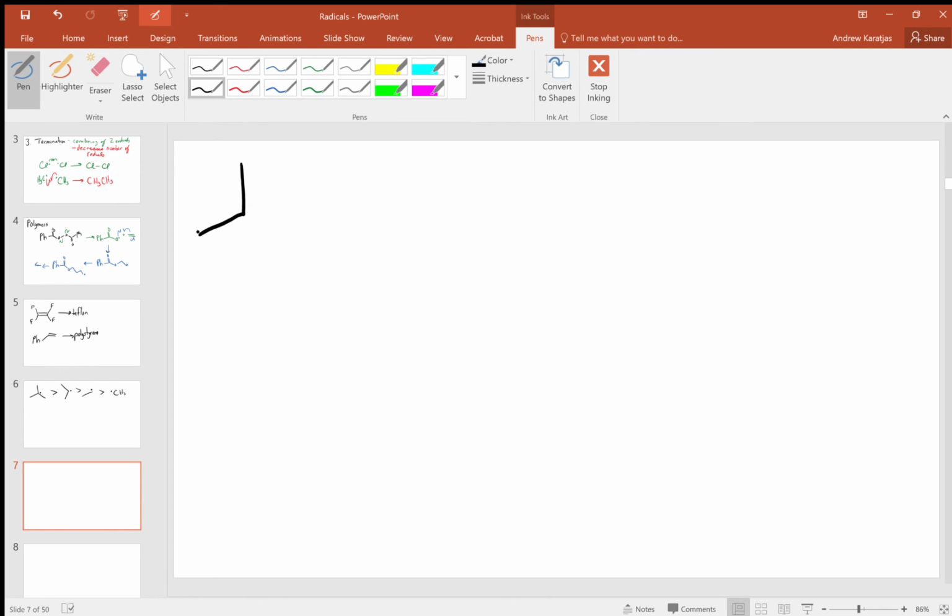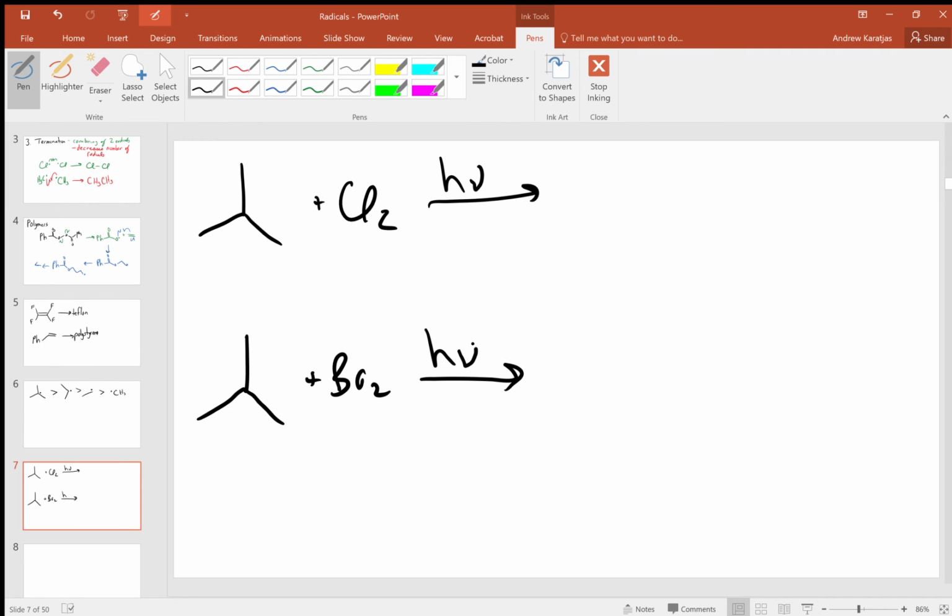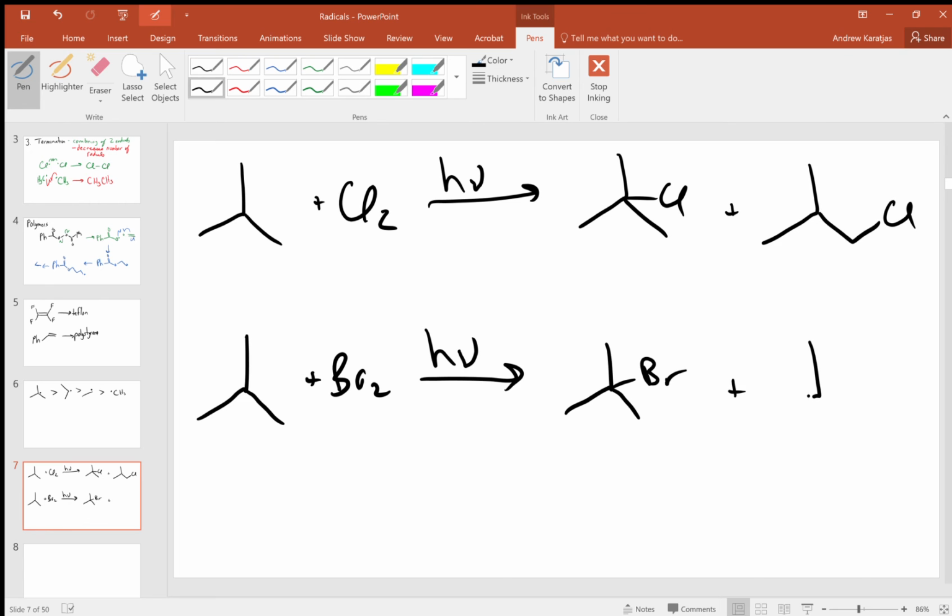Well, if we look at halogenation, say with chlorine, versus halogenation with bromine, we find two very different results. So we could get the halogen to go at that tertiary position, the more substituted position, the substitution that would come from the more substituted or more stable radical, or we could get it at the less substituted position.